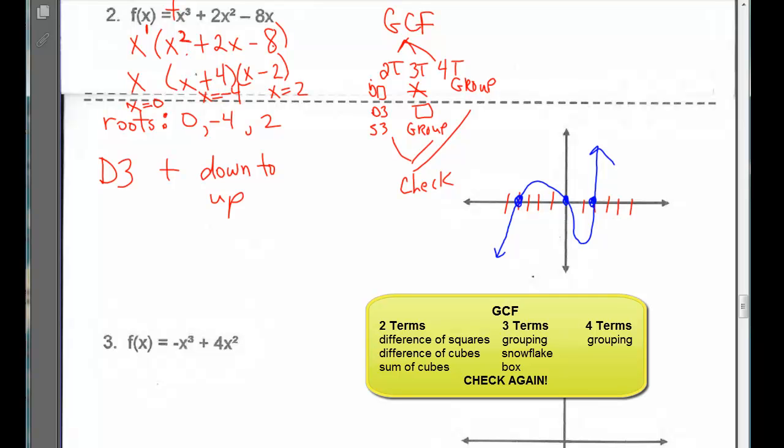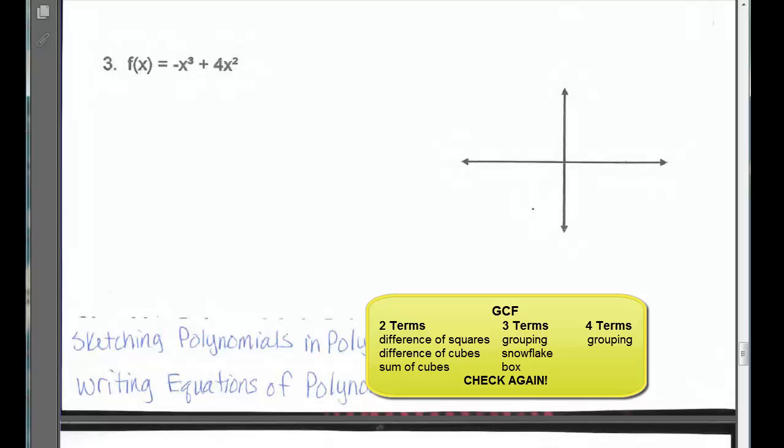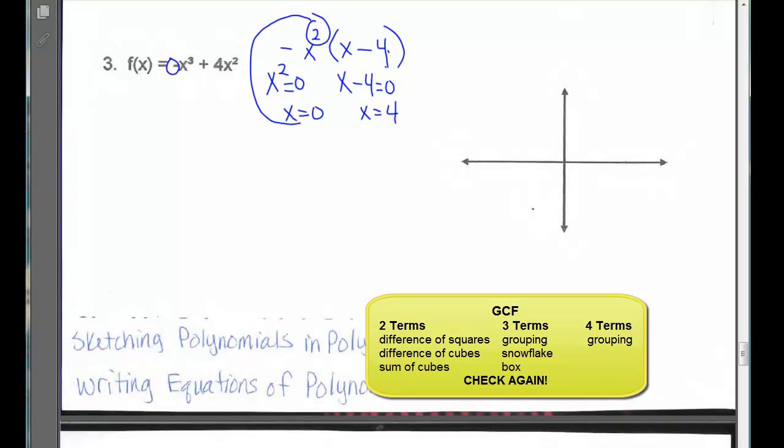Number 3. First thing I want to pull out is the greatest common factor. In this case, it's going to be negative x squared. That's going to leave x minus 4. Set each factor equal to 0 and solve for x to get the roots. So x equals 0 and x equals 4. Now x equals 0 is a double root because of the 2. So roots are 0, and that's a double, and 4, which is a single.